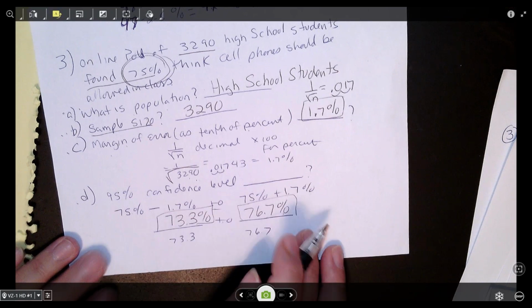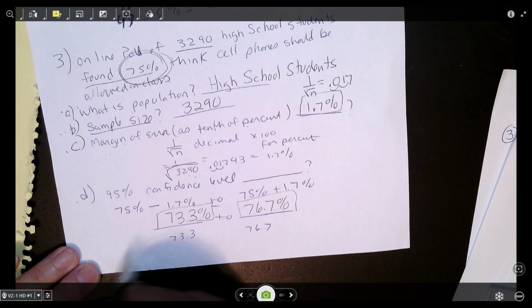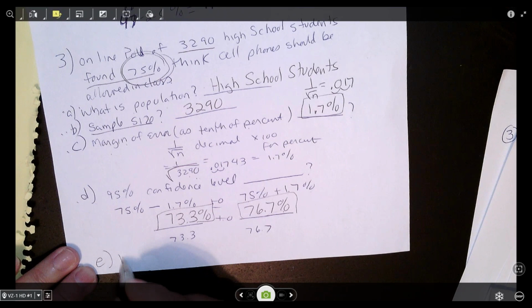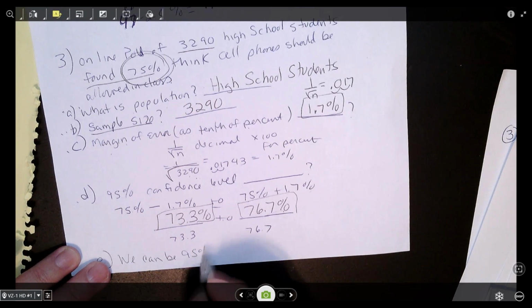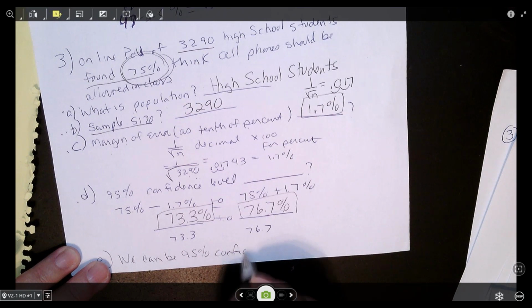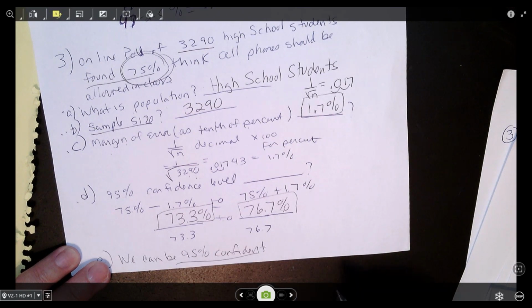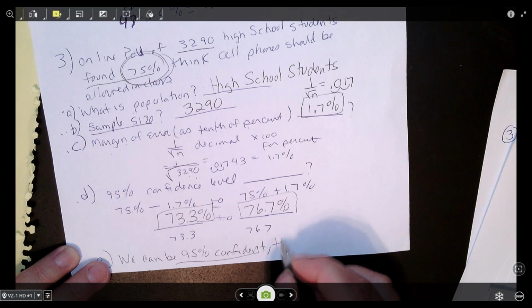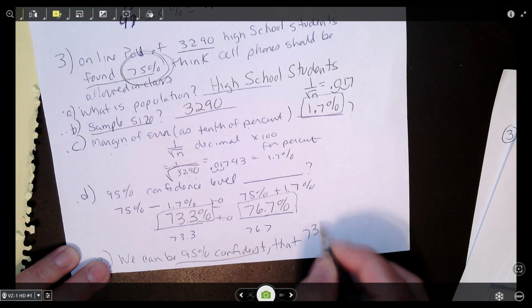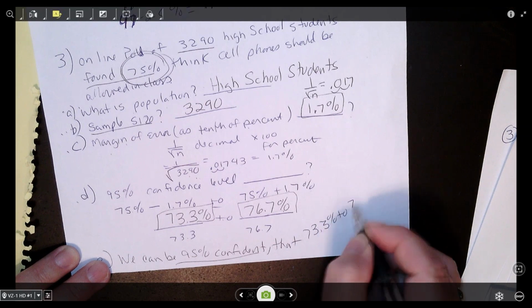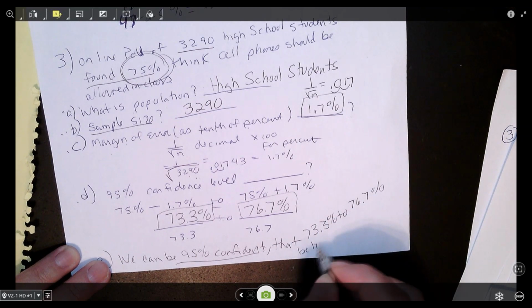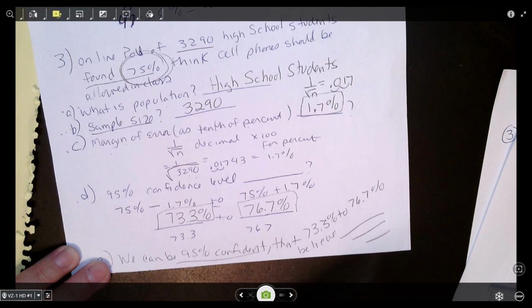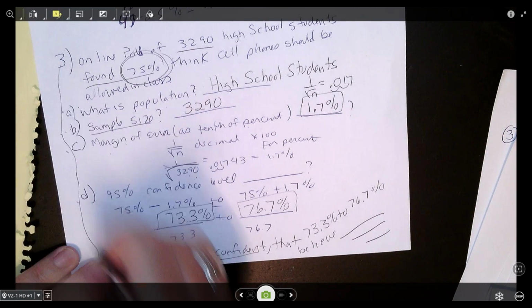76.7. And then on the test, you're going to have to write a sentence, even though you don't on this question. We can be 95% confident, because that's the only confidence level we're doing. Then put your interval. That's 73.3% to 76.7% believe whatever they're talking about. And that is a whole lot of points right there.